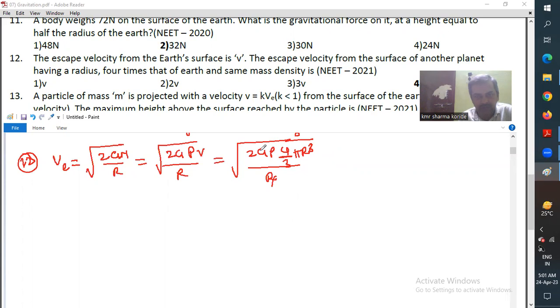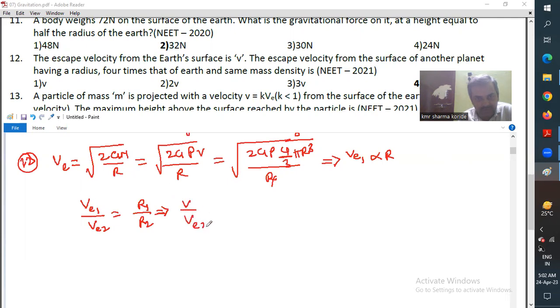Density is the same, and acceleration due to gravity is constant only. So now we have the variable quantity here. Escape velocity is directly proportional to R, because this is root of R square, so R only. So escape velocity 1 by escape velocity 2, this is on the earth, this is on the planet, equals R1 by R2. On the earth they mentioned v.